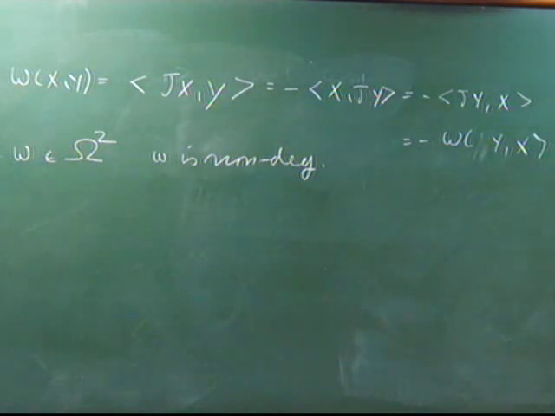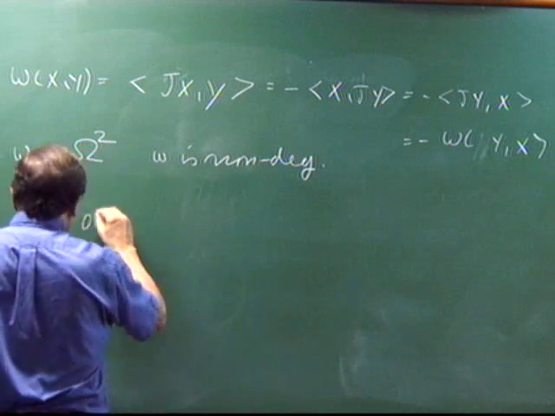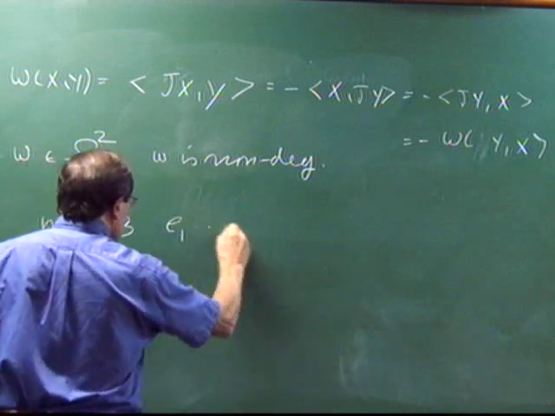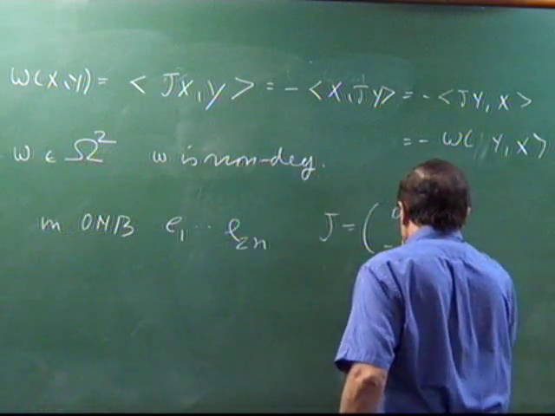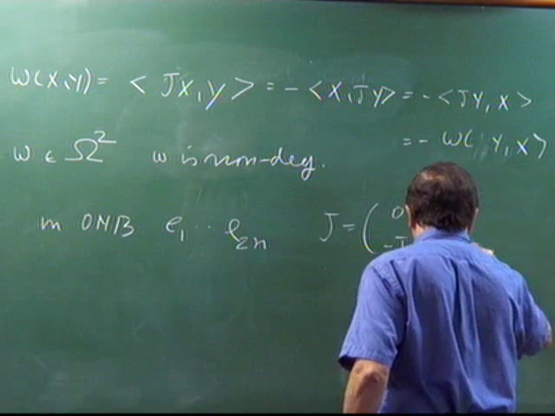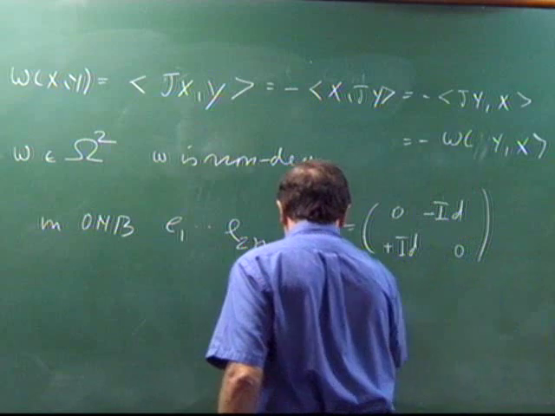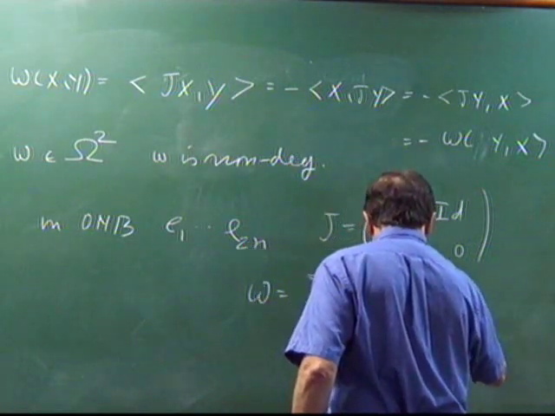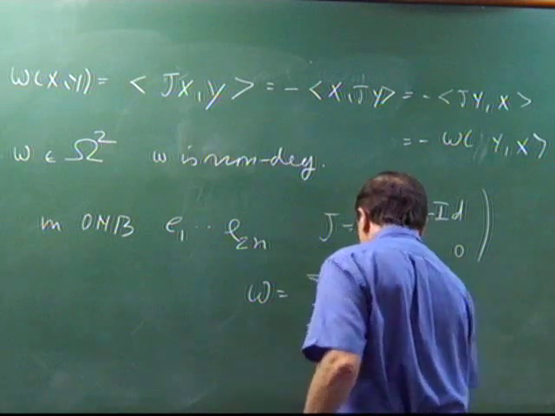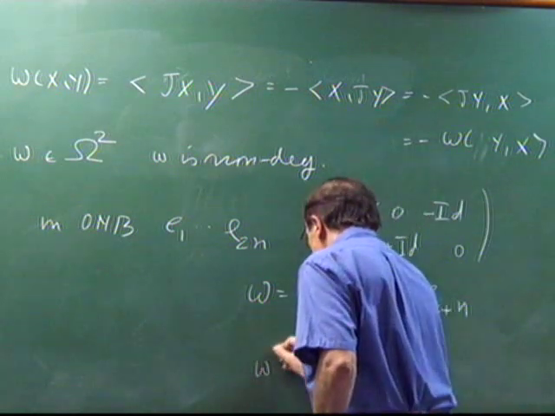Also, for example, I can take an orthonormal basis where J is in normal form. Right, so in some orthonormal basis, J has the form 0, identity, minus identity. Maybe you put the minus sign there, I forget. And in that form, omega is the sum of de_i wedge de_{i+n}. So I can always put omega into the normal form, and then, of course, omega to the n is non-zero.